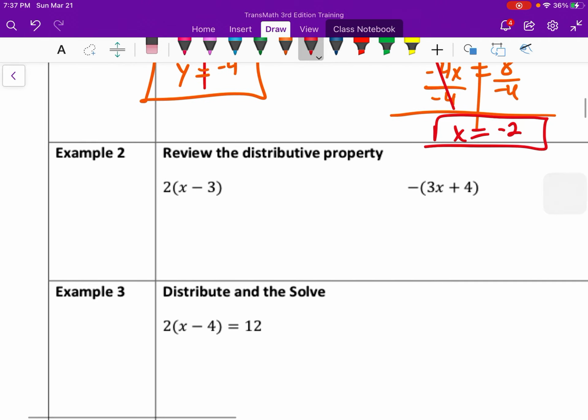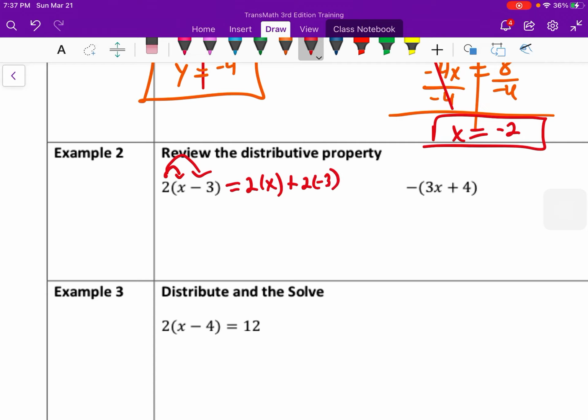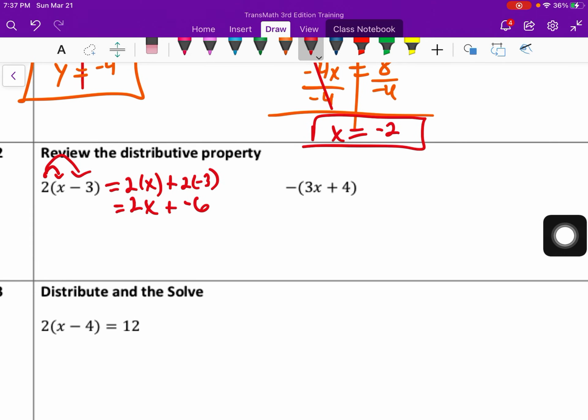Now let's review the distributive property. When we have 2 times a quantity, we're distributing the whole to each part. So that becomes 2 times x plus 2 times negative 3. We can simplify this to 2x plus negative 6. And you see that they both have a common factor of 2. Or maybe we're not there, but that's all right.